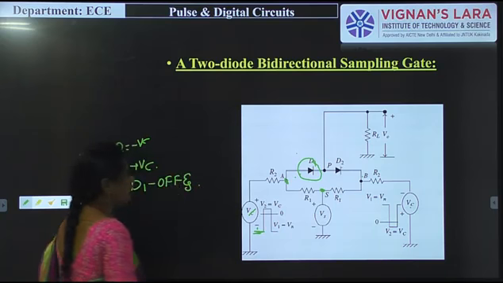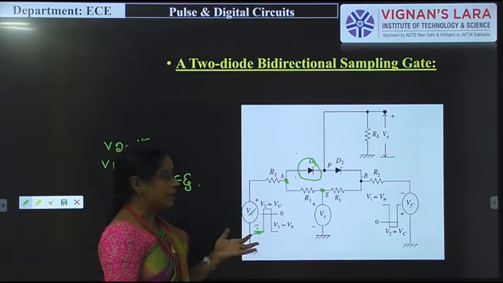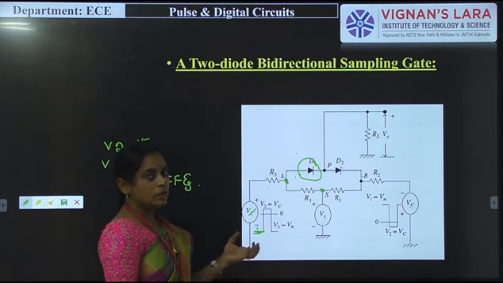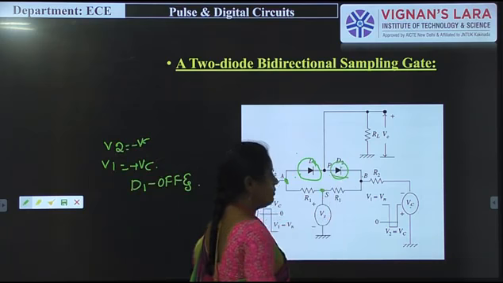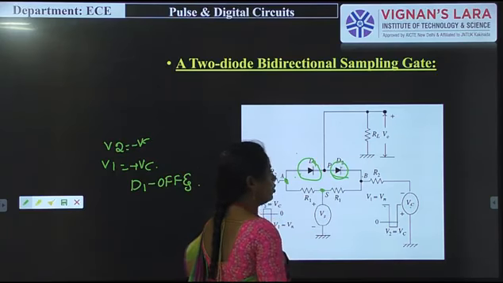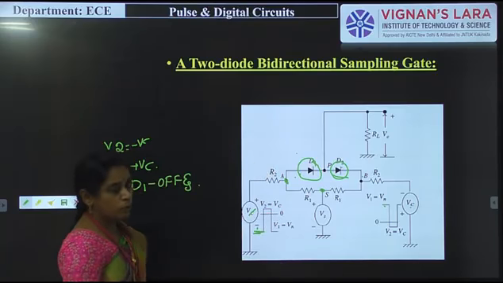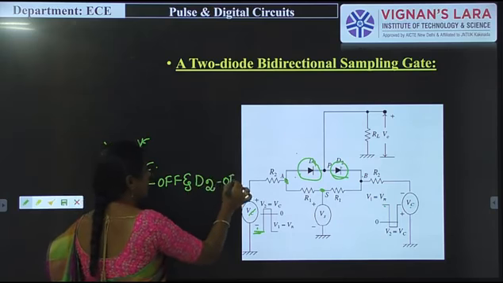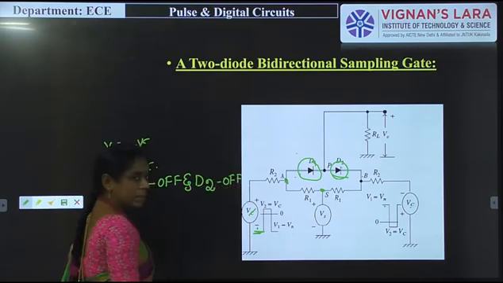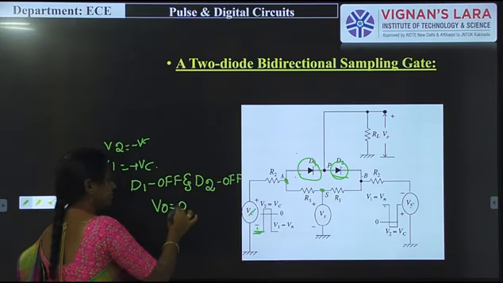And what is the condition of diode D2? At the second level we apply a control signal, V1, a positive signal applied to the diode D2. In this time also the diode D2 is simply replaced with an open switch. Why? Because we apply a positive signal to the cathode of the diode, but the anode of the diode is connected to the load resistor. So both diode D1 and diode D2 are in off condition, and in this particular time the output V0 is equal to 0.